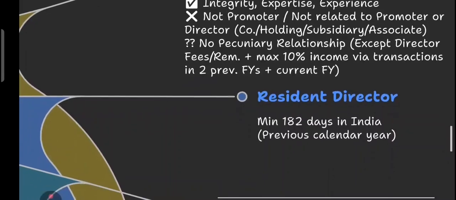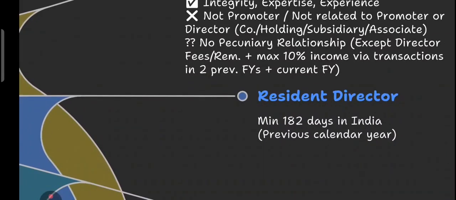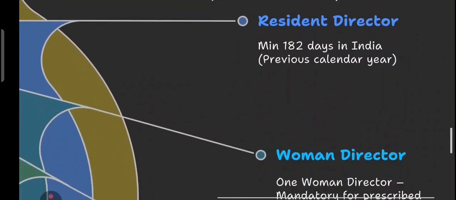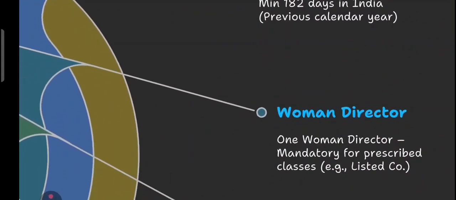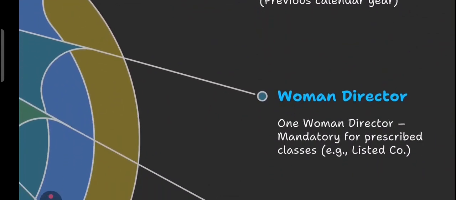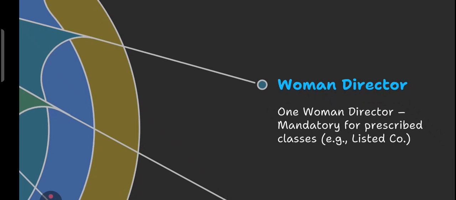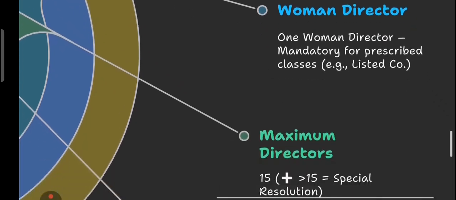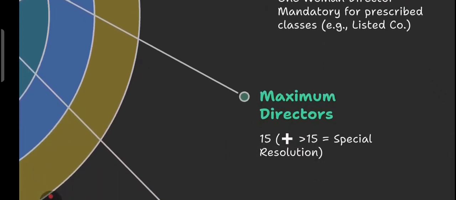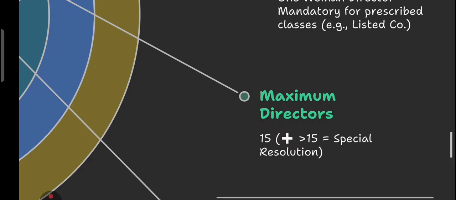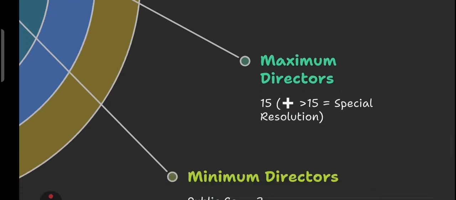Now what about the resident director? At least one director must stay in India for 182 days or more in the previous calendar year. That is called resident director. At least one woman director. Companies in certain prescribed categories like listed companies, right, must have at least one woman director. What about the maximum directors? You can have a maximum of up to 15 directors. If you want more, you have to pass a special resolution to go beyond 15.